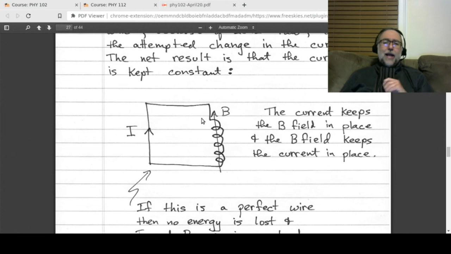And you go, why does that happen? Well, imagine that the current tries to slow down. Then that changes the B field; the B field tries to decrease. But a changing B field induces a current, and it'll induce a current which counteracts the attempt of the current to decrease. So the current tries to decrease, but that causes a change in the B field, which tries to increase the current back to where it was. And so it kind of keeps itself at an equilibrium. That's roughly how an inductor works.